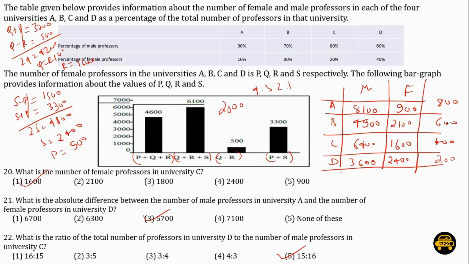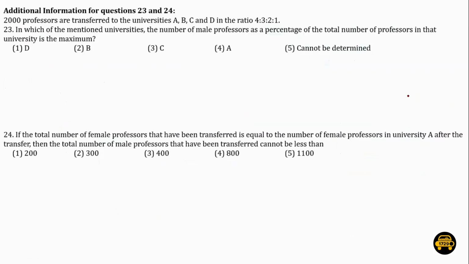Okay. Now we don't know the gender of these professors, and we cannot assume by ourselves that they will also go in this ratio. That is the catch of the question. Now let's have a look at the information. What is the question? In which of the mentioned universities is the number of male professors, as a percent of the total number of professors in that university, maximum?